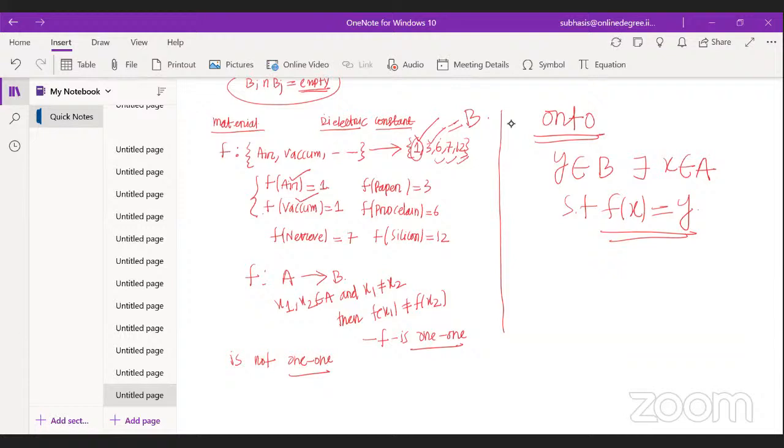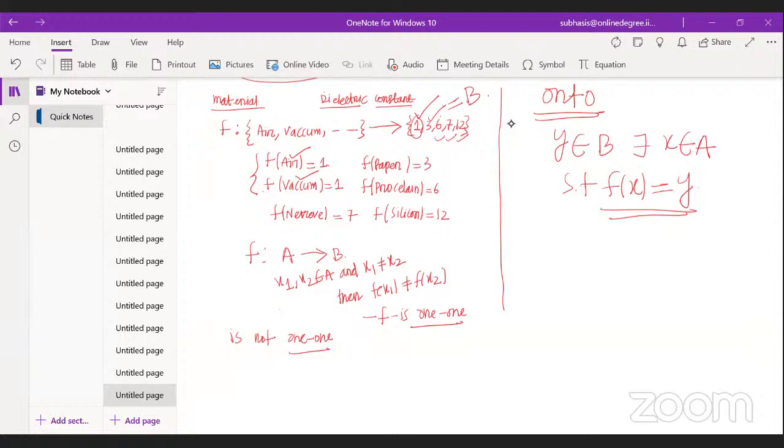Because 6 has a pre-image, and 7 has a pre-image, and 12 has also a pre-image, right? So each element of B has a pre-image in A. So this function is onto, right? That is why your third option is correct: f is onto, but this is not a 1-1 function.